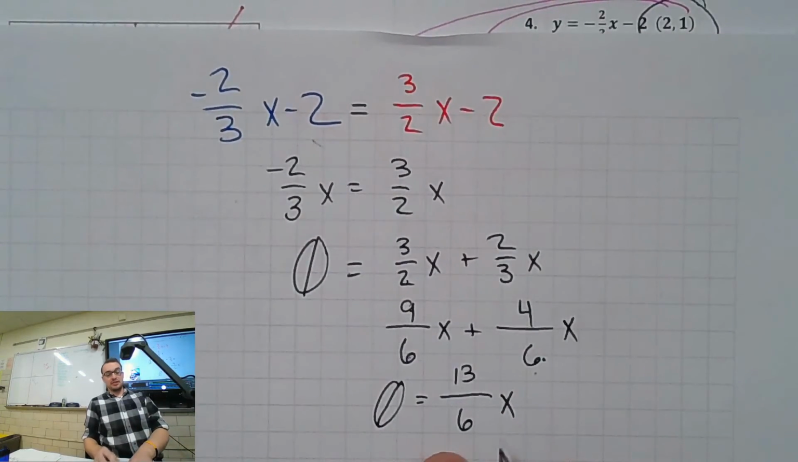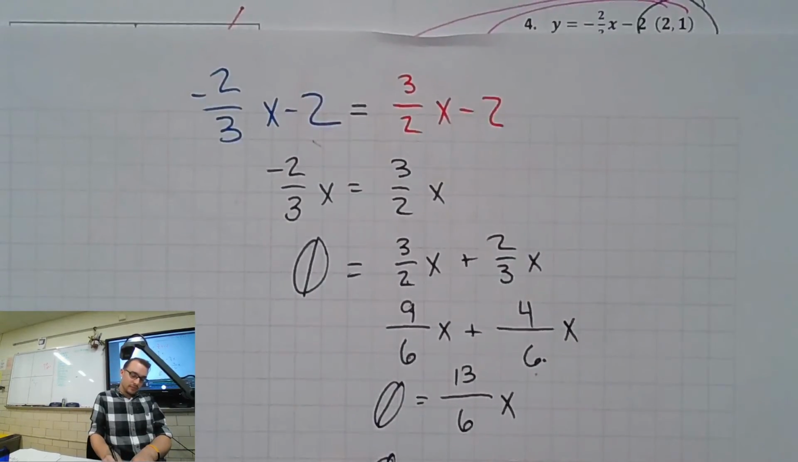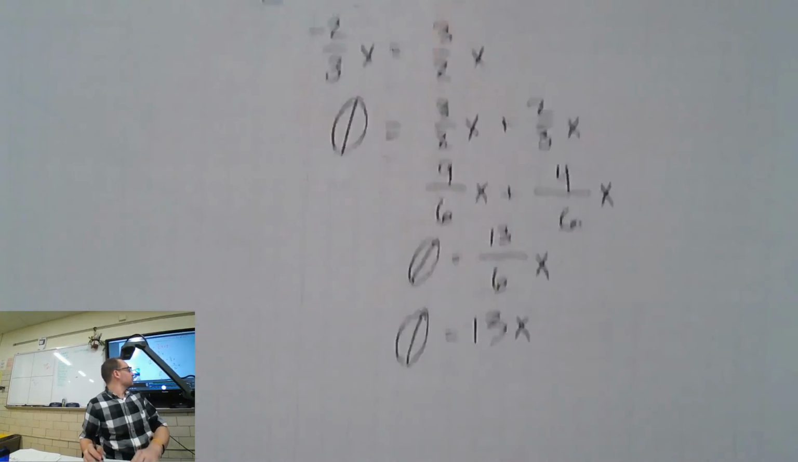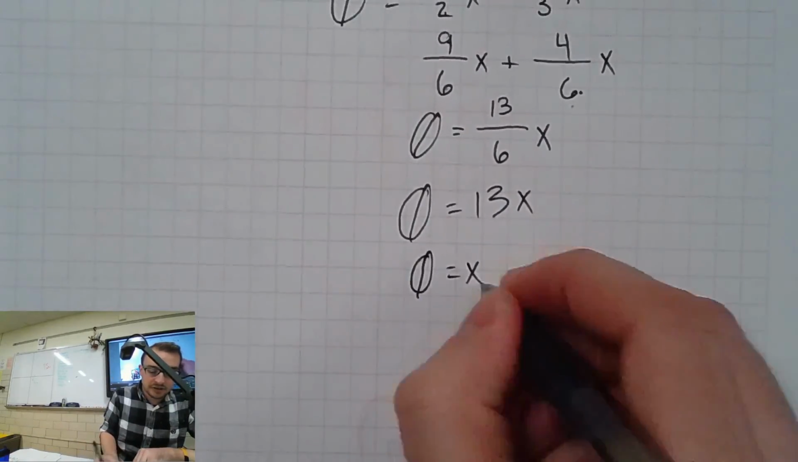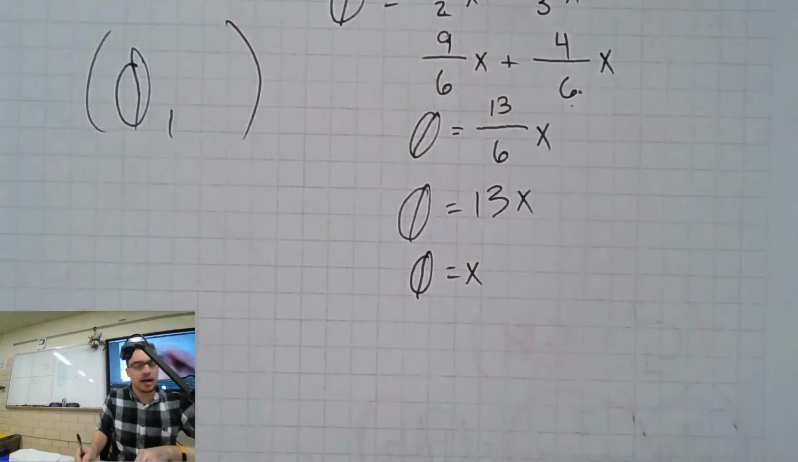Now we get rid of divide by 6 by multiplying by 6. What's 6 times 0? How do I get rid of the 13? Divide. What's 0 divided by 13? Still 0. So x is 0. They intersect at 0 comma something.